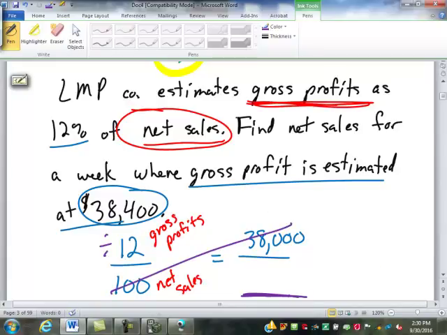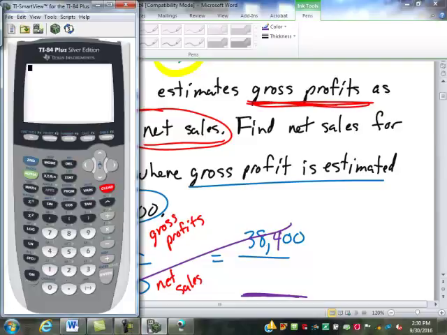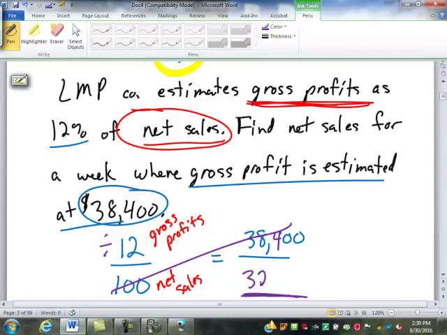100 times 38,000. I lost my 4 there somewhere, didn't I? 38,400 divided by 12 gives us 320,000. So net sales for that week must have been 320,000 if they estimated gross profits at 38,400.